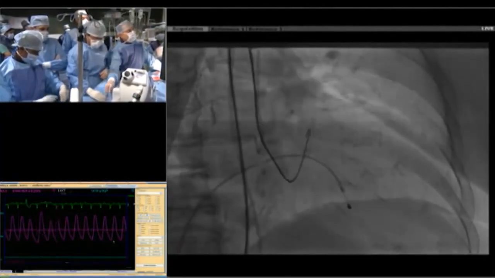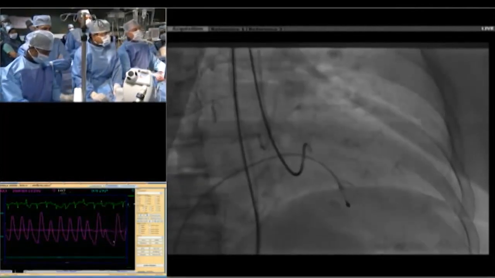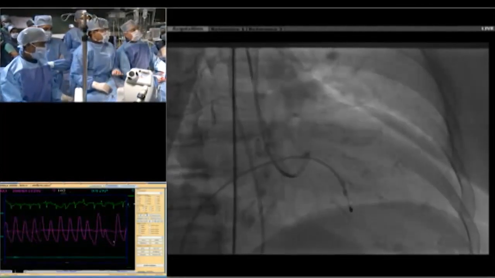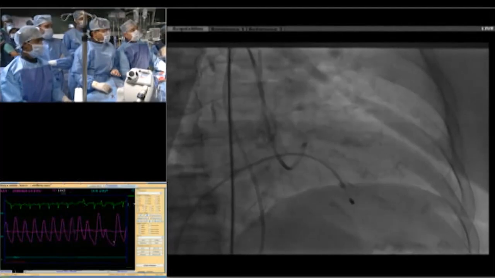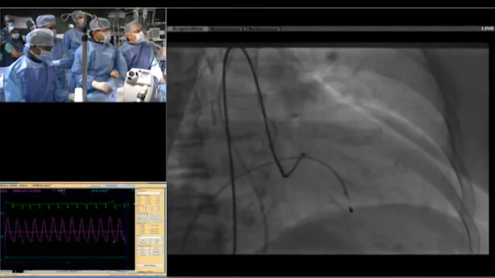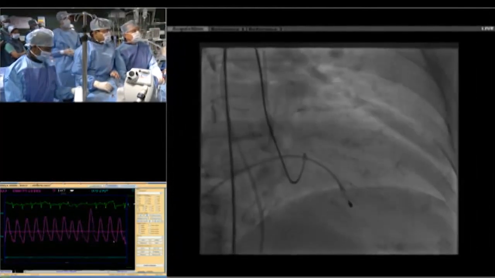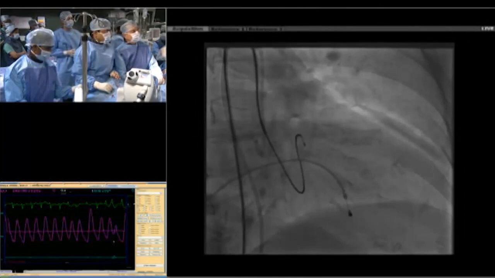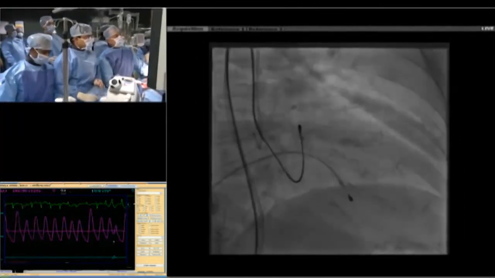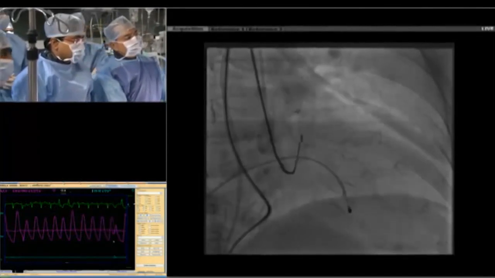Okay, hold the wire tight. So here you can now see the pigtail. And are you using general anesthesia here, or is the patient awake? I'll push the pigtail down to the apex. We're doing this patient under conscious sedation because she's high risk for general anesthesia as well, but we have a cardiac anesthetist in the room. Presently, we are doing it under conscious sedation. Very good.